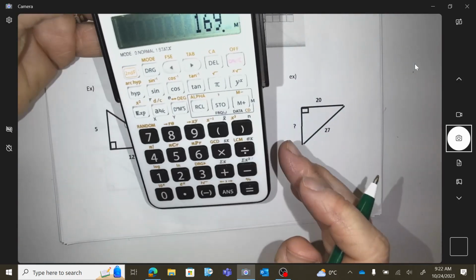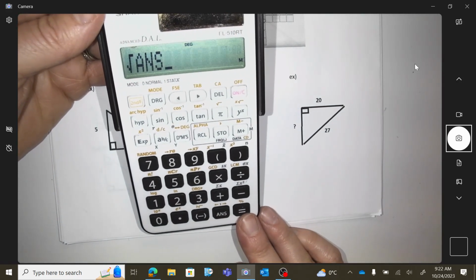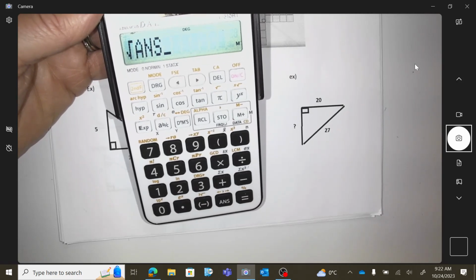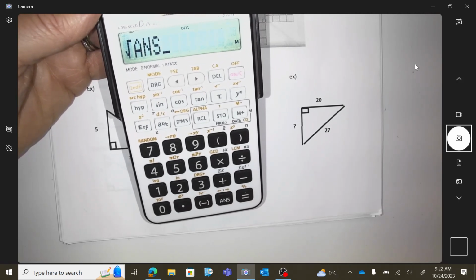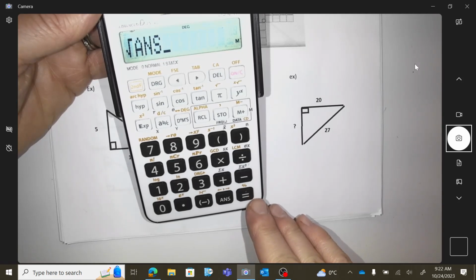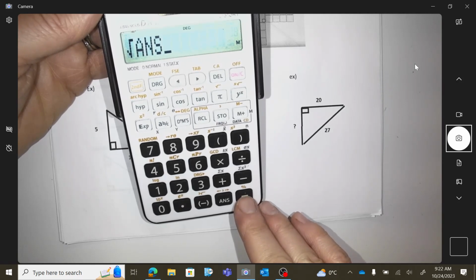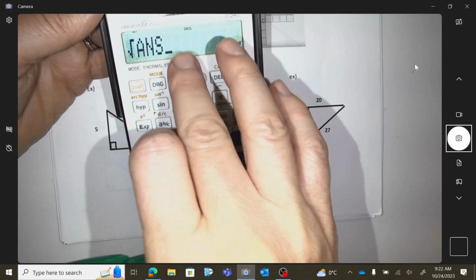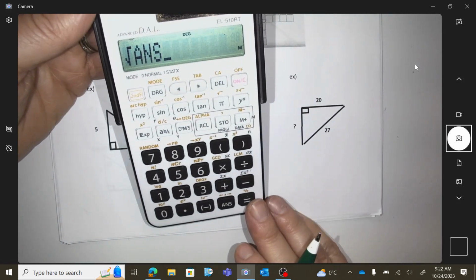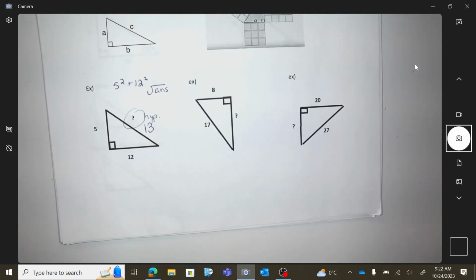And you know what I'm going to do? I'm going to go like this, square root, and I'm going to push the answer button. I don't ever want to retype something in. Do you see an answer button on your calculator? If you don't, I'm going to come around after this and we're going to find it because it's going to change your life using that thing. Because in grade 11 and grade 12, you can't do any rounding. You want to use that. And then I got 13 on it.